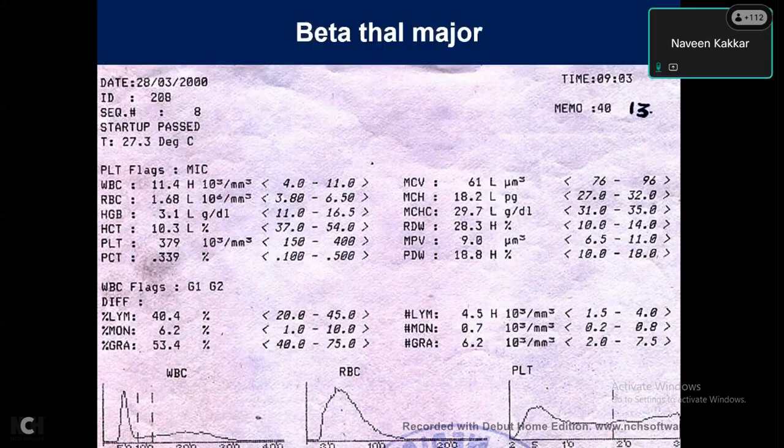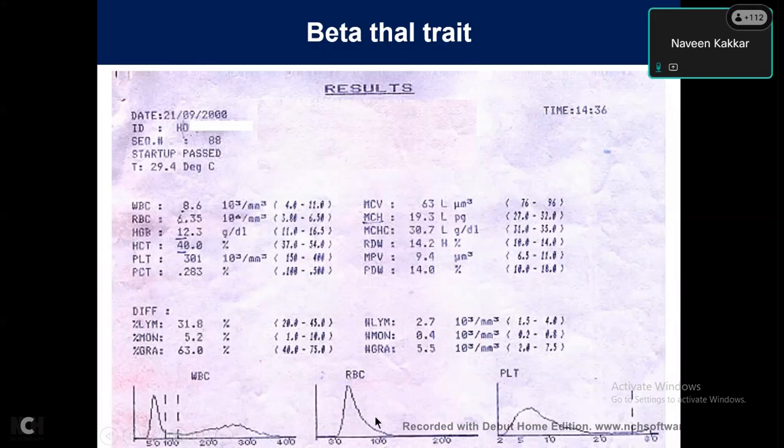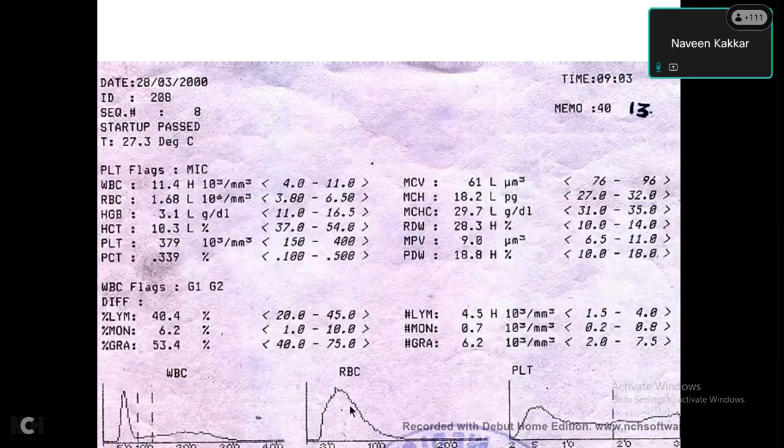Look at the RBC histogram, very, very wide. If you go back, look at the thal trait one, very narrow. So this is very wide, and this actually tells you what the film is likely to show, which is going to be marked anisopoikilocytosis with gross microcytosis. So with this very high RDW, this set of parameters actually is very suggestive of beta thalassemia homozygous.